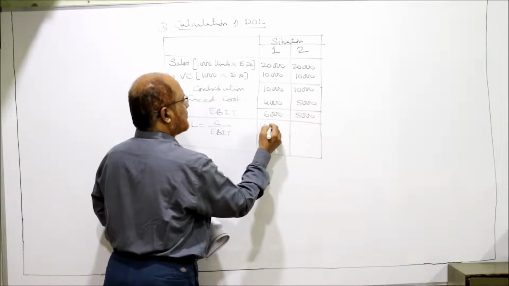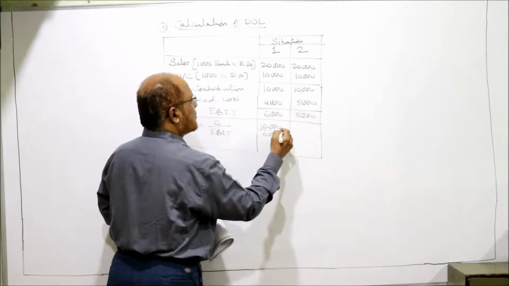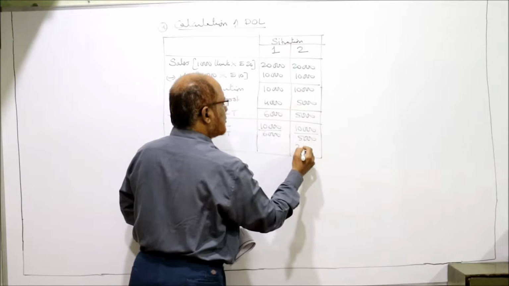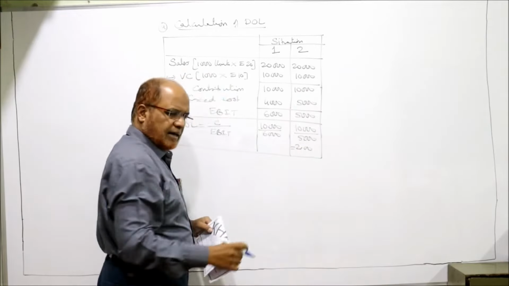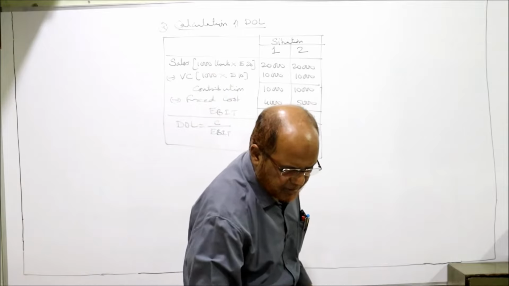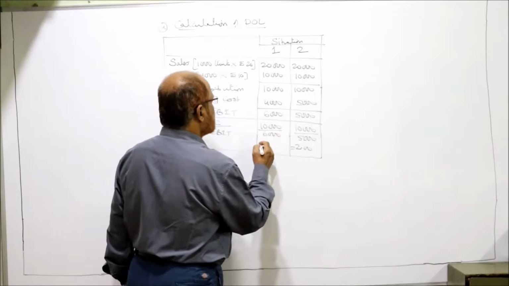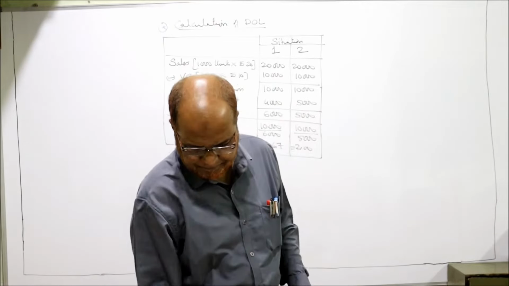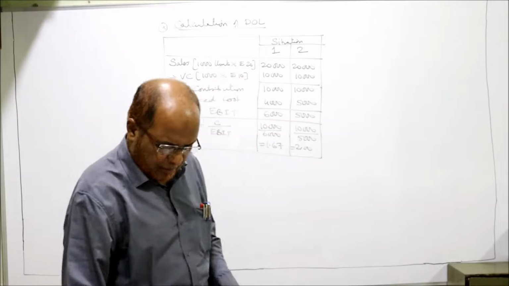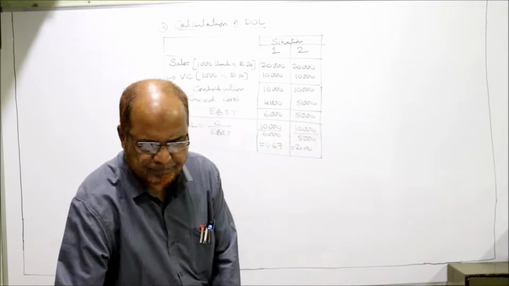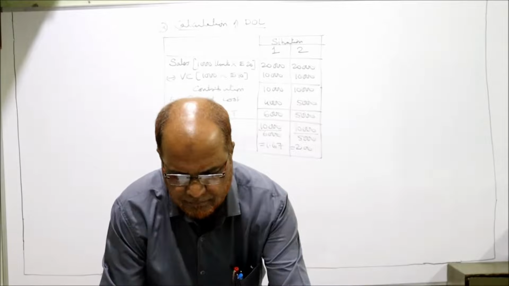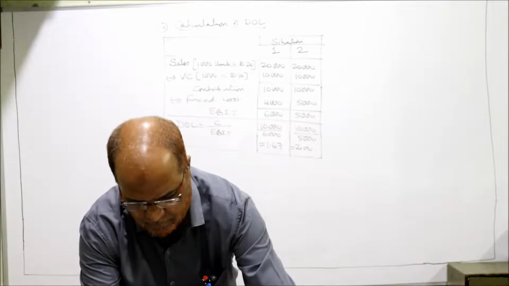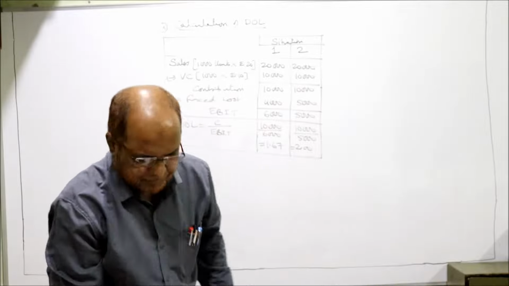Contribution 10,000 divided by 6,000. Here 10,000 divided by 5,000, so it is 2. Here 10 divided by 6, 10 divided by 6 is equal to 1.67. That's it. So comparatively this problem is a simple problem. Now, next problem.